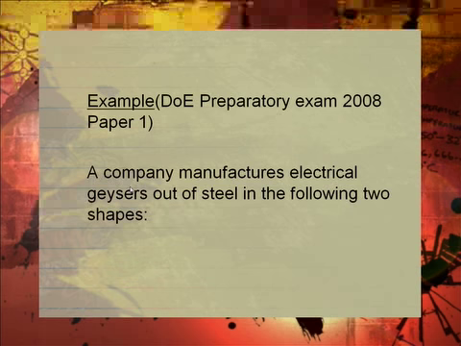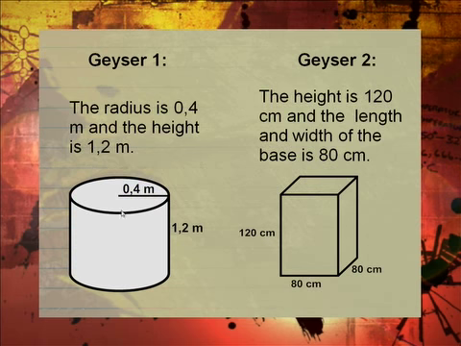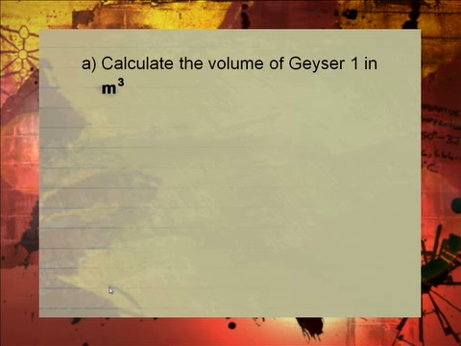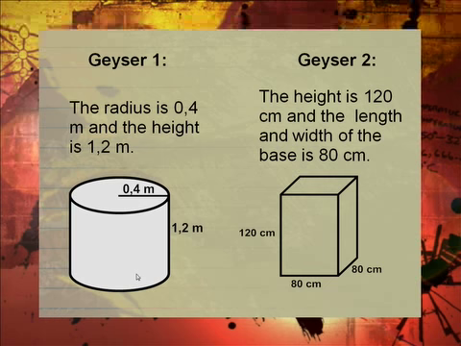Example: a company manufactures electrical geysers. Where are they? They're these ones, one cylindrical and the one in the form of a box. Look at the dimensions there: centimeters here, meters there. Cool. But what is the question? Calculate the volume of geyser 1 in meters cubed. If you go back, geyser 1 is this one. It's already in meters, we're fine. It's a matter of plugging in the formula.